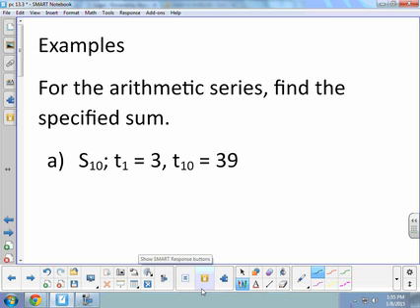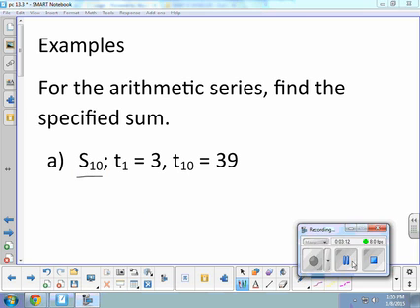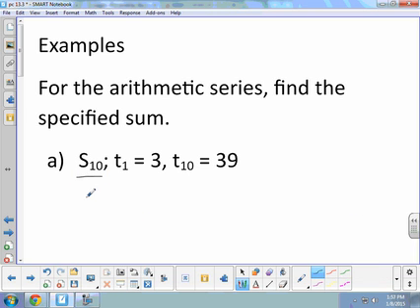On this one, we've got an arithmetic series, so they tell us right away that it's arithmetic. They also tell us that we're looking for S sub 10. They tell us the first and the 10th term. Well, that's going to be good. So let's go ahead and make sure we have the correct formula down. S sub n equals n times t1 plus tn, all over 2.